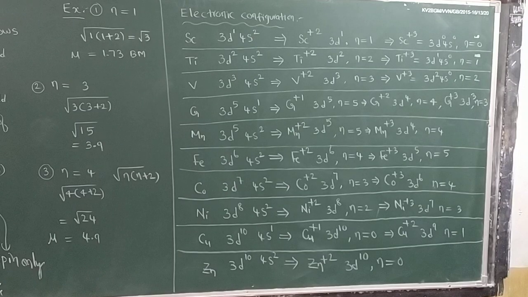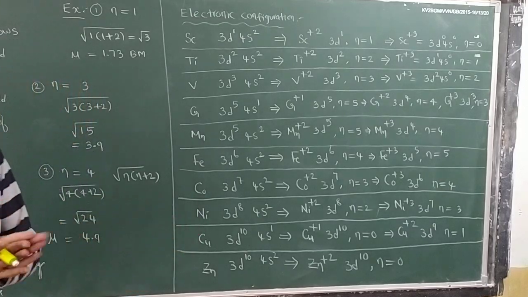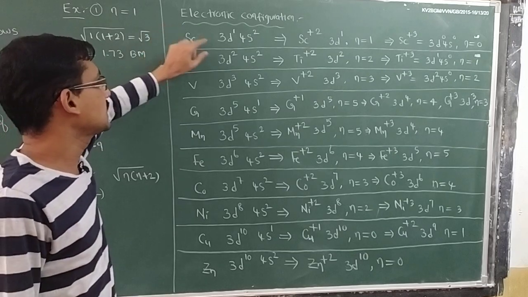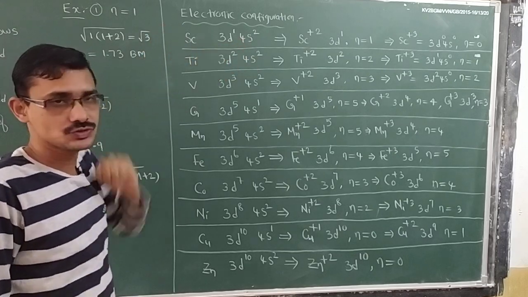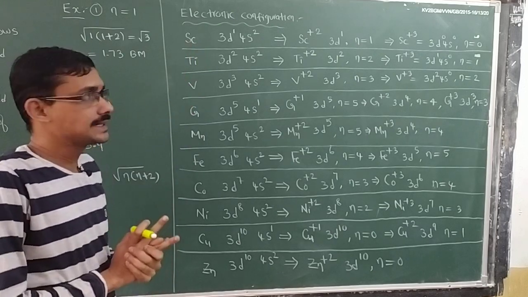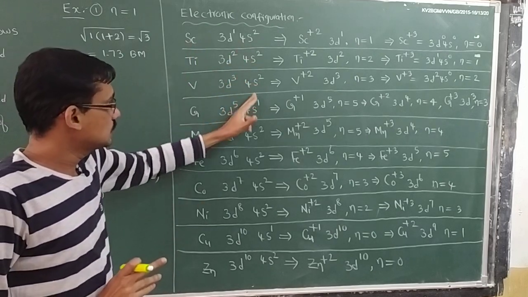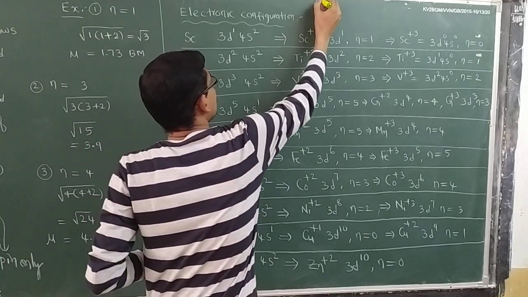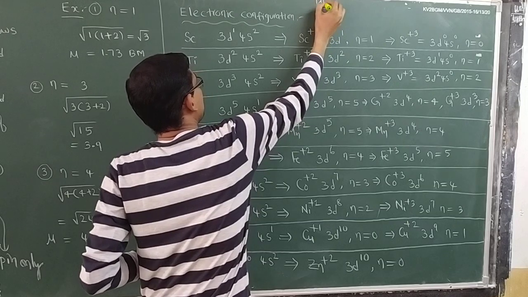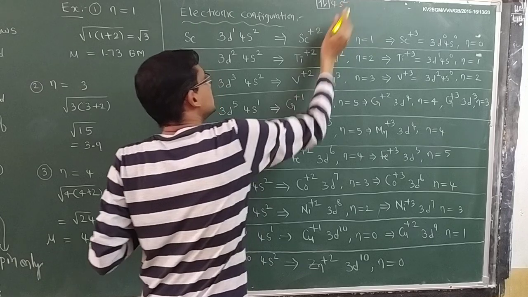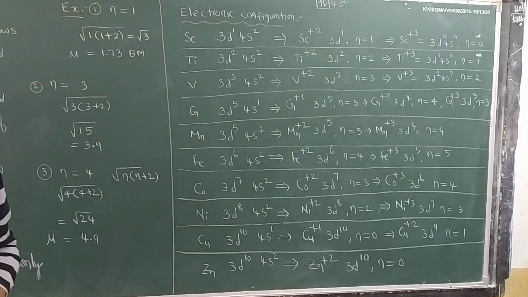Let me see now, with electronic configurations, how to calculate the magnetic moment. I have taken scandium; the electronic configuration is 3d1 4s2. Now, if you consider the number of unpaired electrons, all 4s2 electrons are paired. Wherever you see 4s2, that is a paired electron. The two electrons are paired like this. In this case, you do not find any unpaired electron.